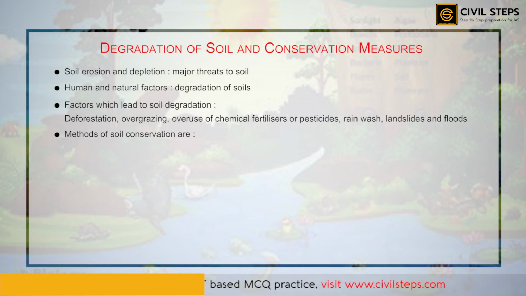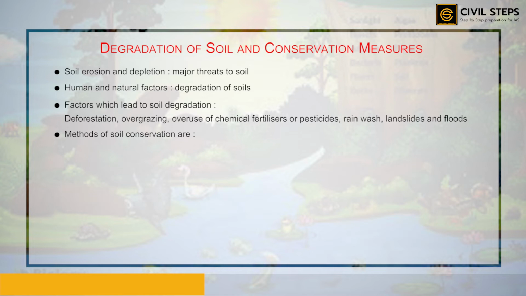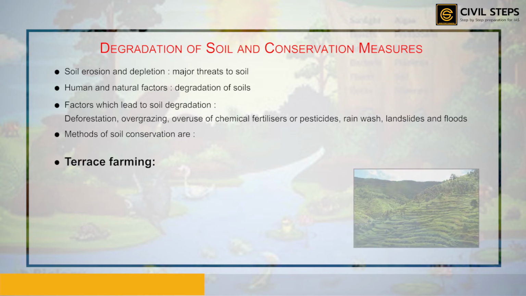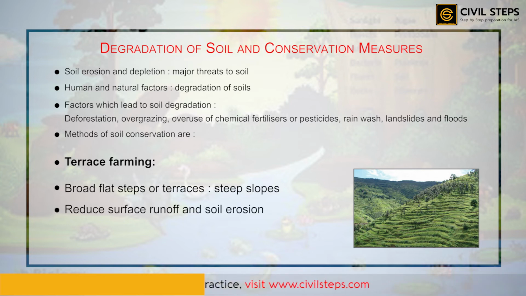The third method is rock dam. Rocks are piled up to slow down the flow of water. This prevents gullies and further soil loss. The next method is terrace farming. Broad flat steps or terraces are made on the steep slopes so that flat surfaces are available to grow crops. They reduce surface runoff and soil erosion.